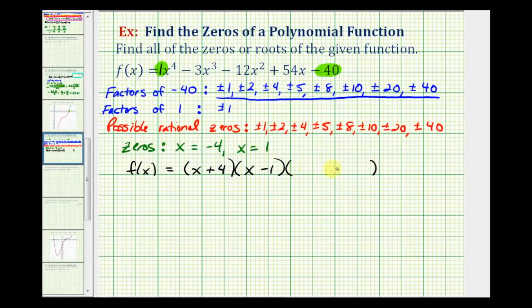So to find this degree 2 factor, we can divide the original polynomial by x plus 4 and x minus 1, or if we want to use synthetic division, we can perform synthetic division with negative 4 and positive 1. Let's go ahead and use synthetic division. Let's start by using negative 4, and then we're going to list the coefficients of the original polynomial function, so 1, negative 3, negative 12, 54, and negative 40.